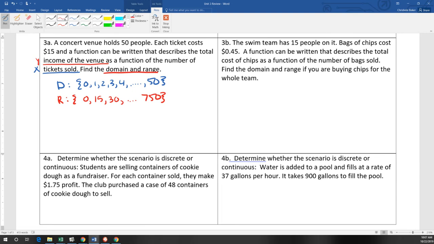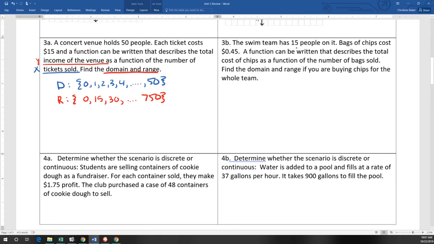Okay, over here, swim team has 15 people on it. Bags of chips cost 45 cents. A function can be written that describes the total cost of chips as a function of the number of bags sold. Find the domain and range again. So number of bags sold, again, is going to be our x. So our domain, we could, of course, not buy any chips. You could buy 1 chip, 2 bags of chips, 3 bags of chips, all the way up to 15 bags of chips because we have 15 people.